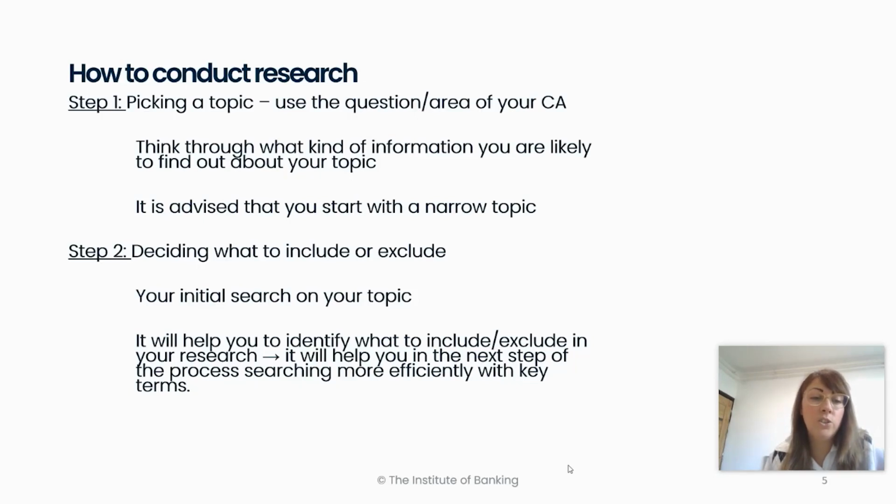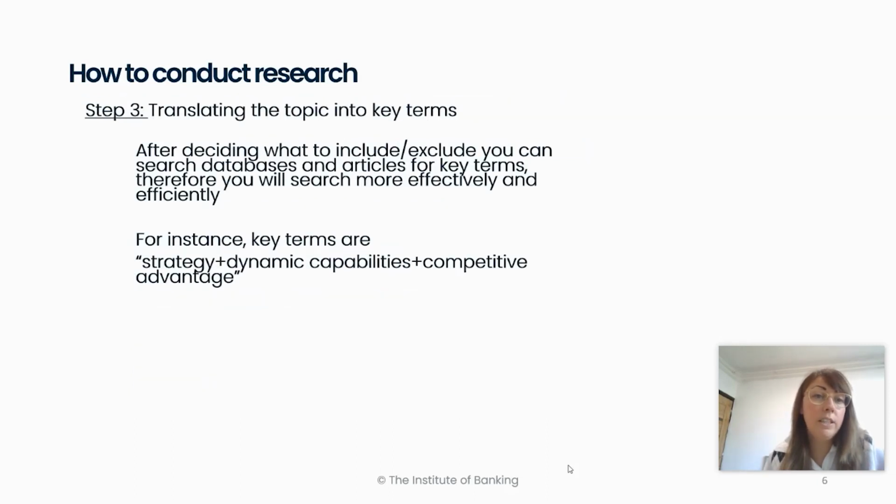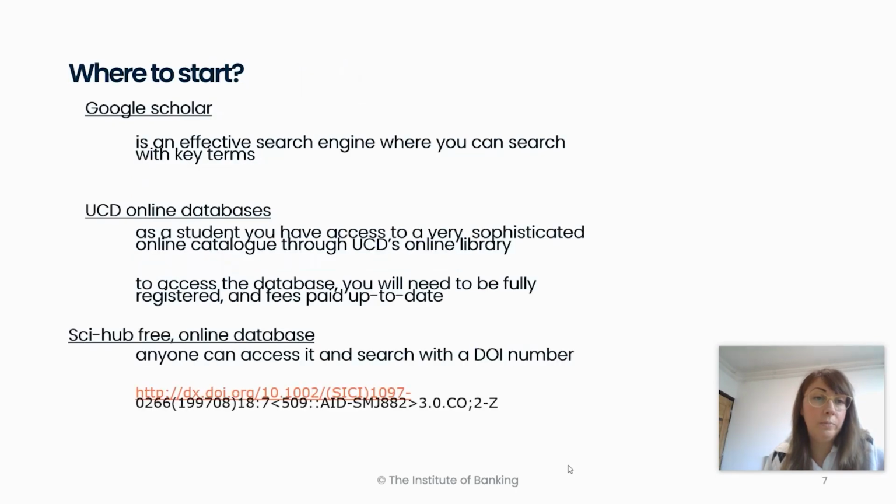That's your initial search on the topic, and that will help you to further narrow down your topic and identify key terms. Step 3 is translating the topic into key terms. After you have decided what to include and exclude from your research, you can search databases and articles, and therefore you will search more effectively and efficiently. I give you an example of key terms there: strategy plus dynamic capabilities plus competitive advantage, but whatever is relevant to your own research.